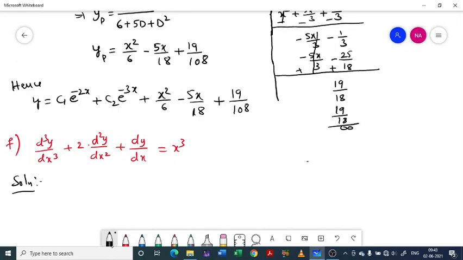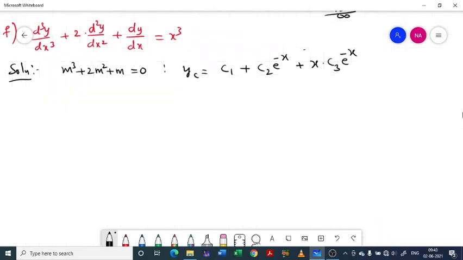So the auxiliary equation will be m cube plus 2m square plus m equal to 0, and you can check that the roots will be 0, minus 1, minus 1. So yc will be c1 plus c2 e power minus x plus x into c3 e power minus x.